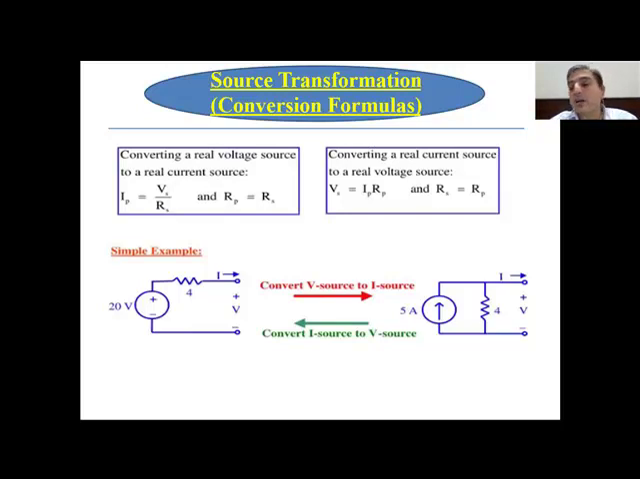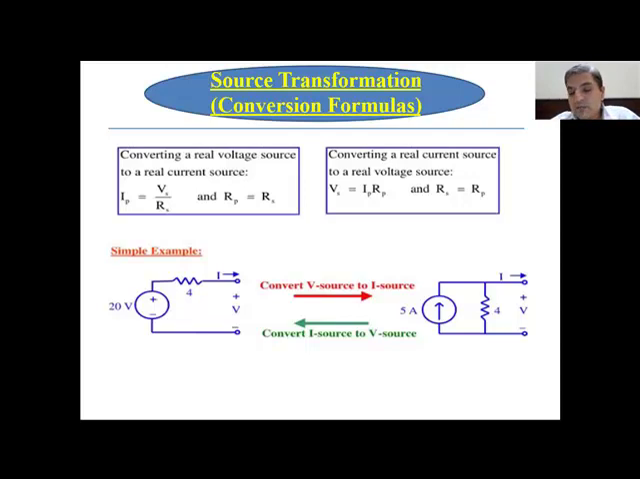This voltage source can be converted to the similar right hand side current source, and current source can be converted to voltage source. For that purpose, two formulas are given. Suppose we have a voltage source along with a resistance, and we want to convert it into a current source in parallel with resistance. We use the formula in the first bracket: IP, the value of the parallel current, will be given by Vs upon Rs, where Vs is the value of the voltage source and Rs is the series resistance. If we divide 20 by 4, it will give you 5 ampere.